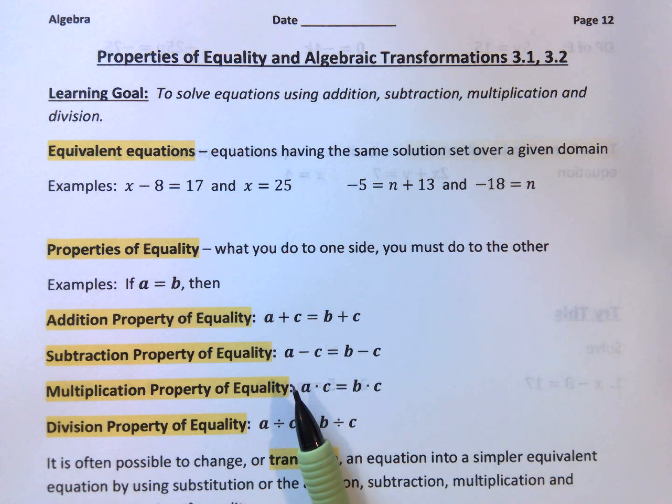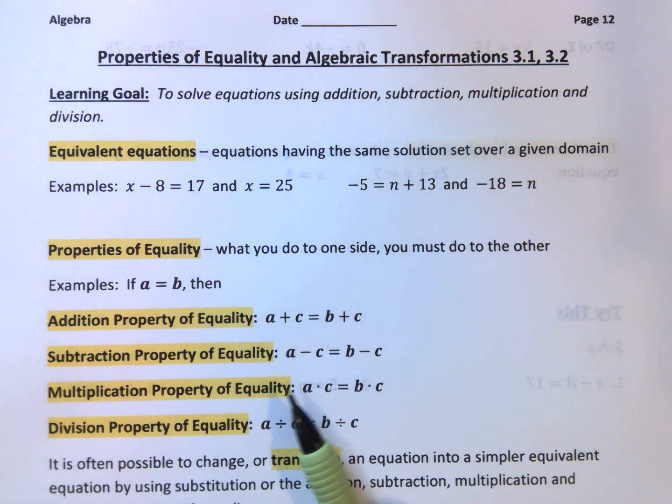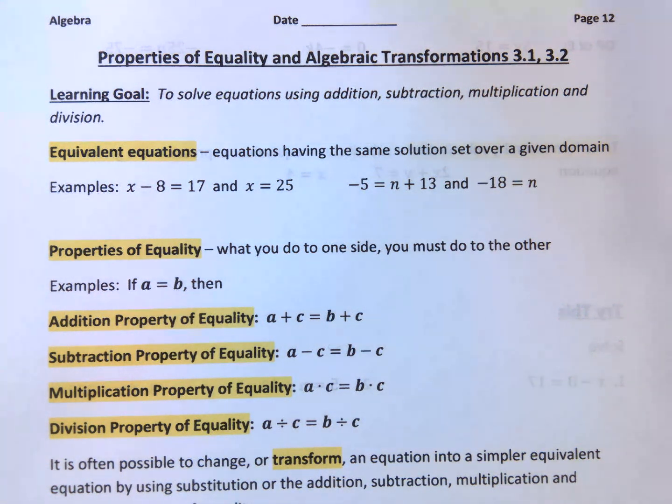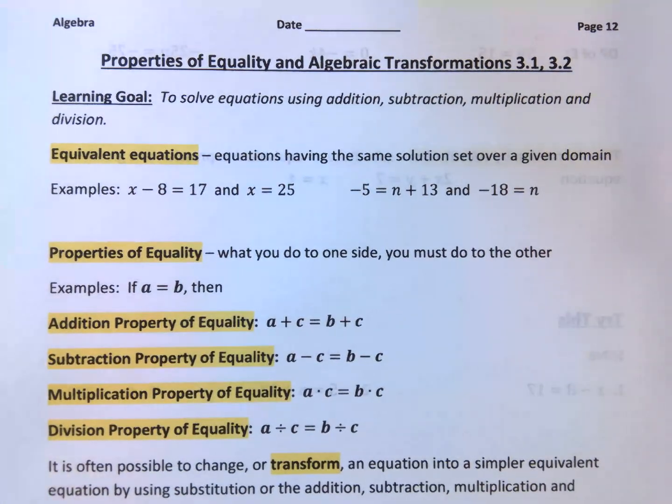Okay, this is the first lesson in chapter 3, and this covers some properties of equality and algebraic transformations. What you need to know about this is that when they talk about properties of equality, or about algebraic transformations, basically they're just talking about solving equations. Okay, so properties of equality all have to do with equations, although some of them also apply to inequalities.